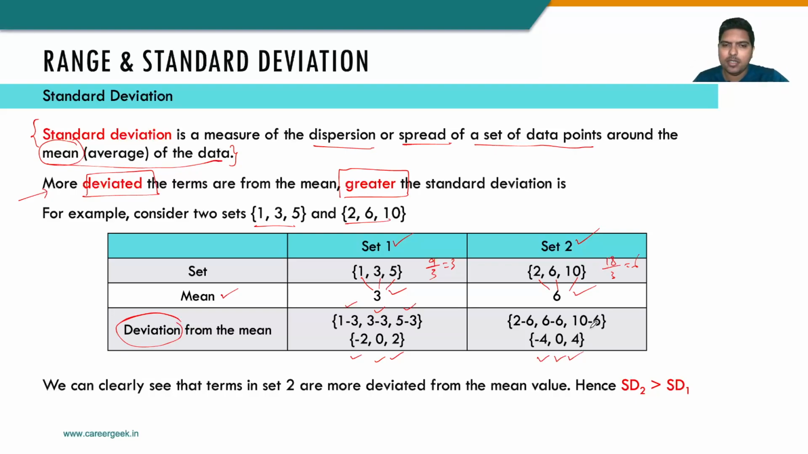Now, pause the video and tell me which terms are more deviated. It's very obvious that these terms are more deviated from the mean. Negative 2 means one value is 2 units to the left, and positive 2 means one value is to the right. For the second set, one value is at 4 units to the left and the other one is 4 units to the right. So when you see the deviations, you will understand which set has the maximum deviation. So here, standard deviation of set 2 is more than standard deviation of set 1.